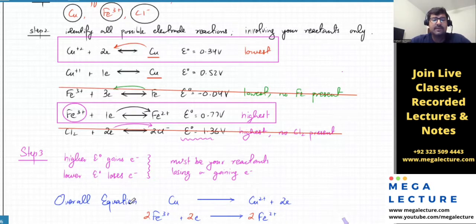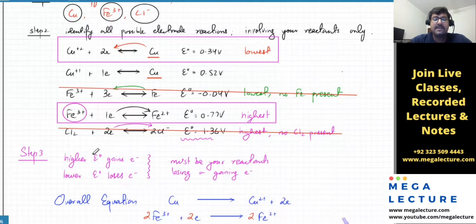For the lowest, I'm going to choose who loses electrons, right? The lowest came out to be, it wasn't this one, it was minus 0.04. So the lowest one loses electrons, but it's Fe that's losing electrons. And I figured out that I don't have Fe in my reactants, so I can't use this equation. So I searched for the other lowest equation, which came out to be 0.34. In that case, copper was the one that was losing electrons. So I figured out that I do have copper in my reactants. So this equation is fine.